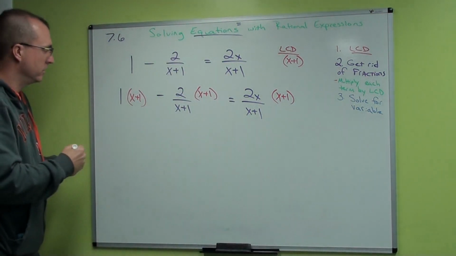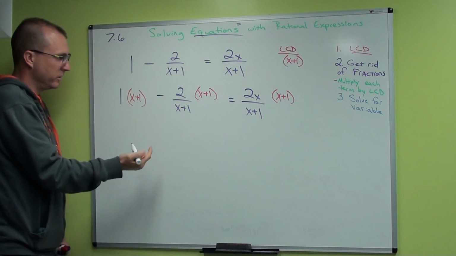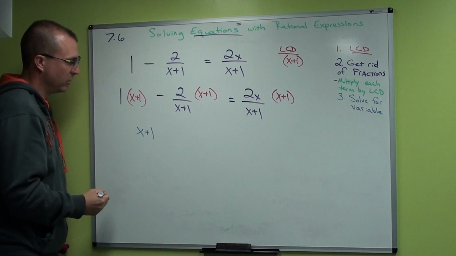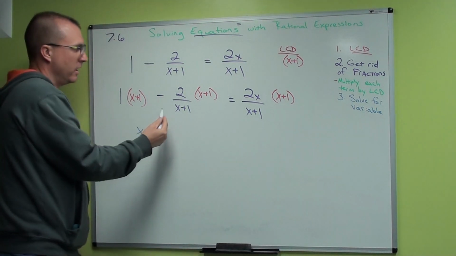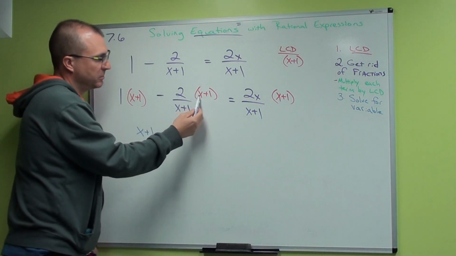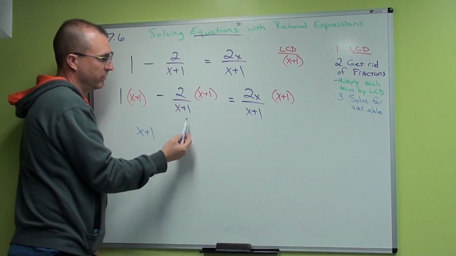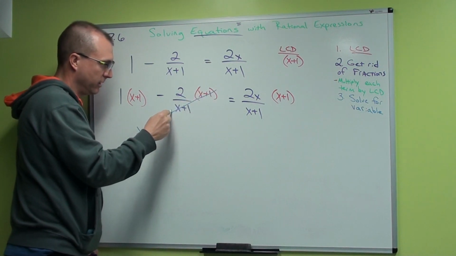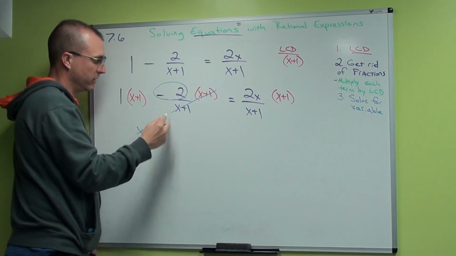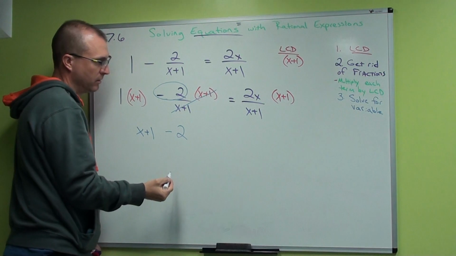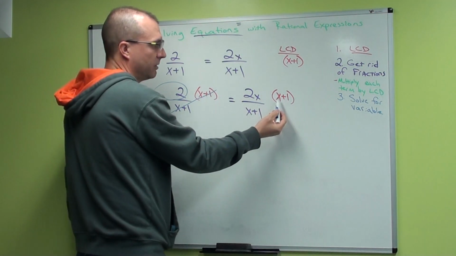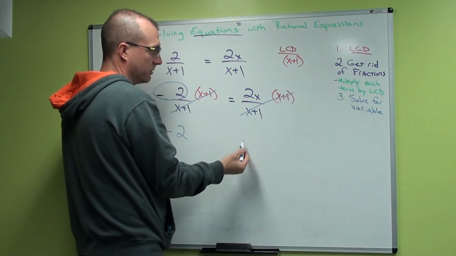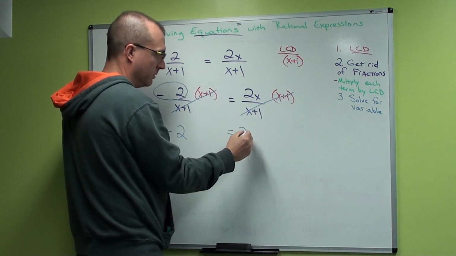So we solve this. 1 times x plus 1 is just going to be x plus 1. Here we have negative 2 times x plus 1, divided by x plus 1. Cross it out. This comes down. Don't forget the negative sign. Over here, 2x times x plus 1 divided by x plus 1. Cancels. Equals 2x.